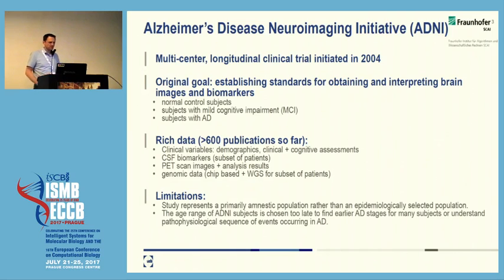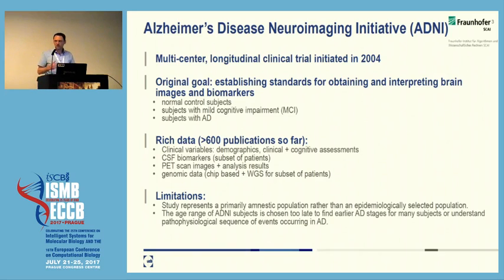So one being that the study represents primarily an amnestic population, rather than an epidemiologically selected population, so the population as such could be biased. Second, if you look at the age range of the people that are enrolled in the study, these are typically older people. And therefore, the study population as such is probably too late to find very early, let's say, hints for Alzheimer's disease or very early stages.